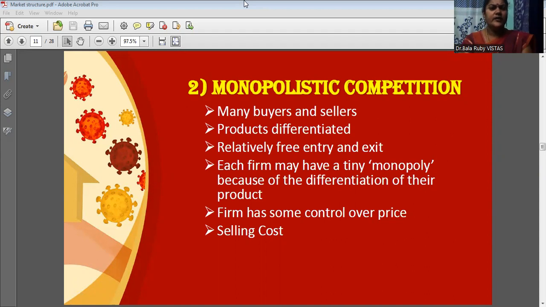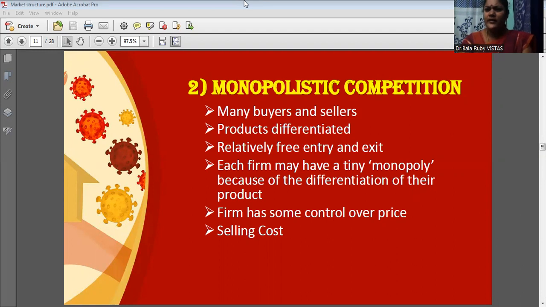Here also there is a possibility of relatively free entry and free exit. Suppose I want to enter into the market, there is no restriction. At the same time, if I want to exit from the market, there is no restriction. And each firm has a tiny monopoly because of the differentiation of the product. See, tiny means small. So here each and every firm has a small monopoly.